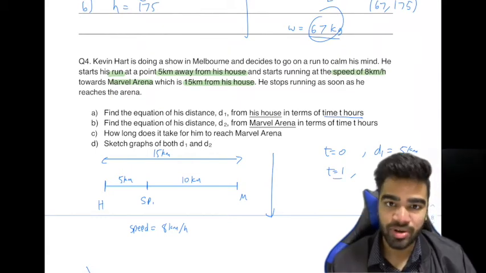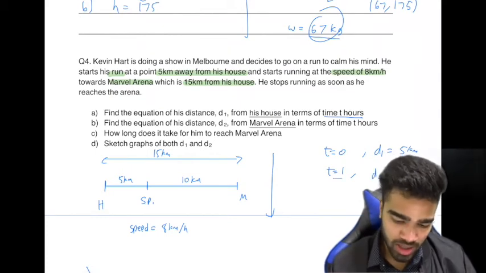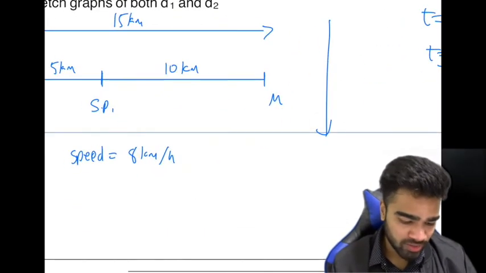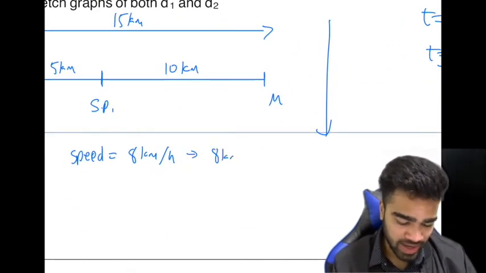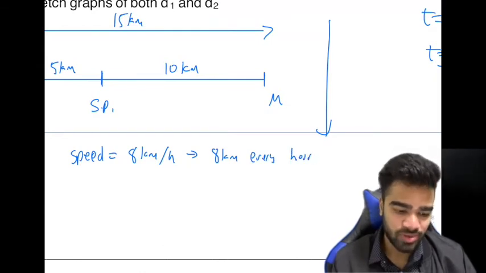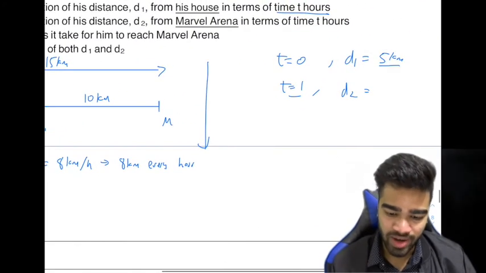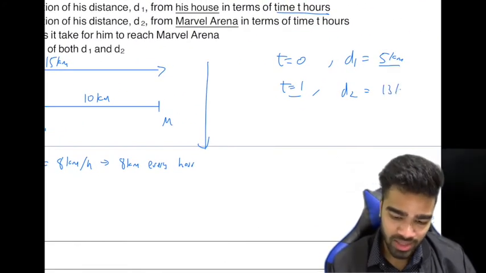So 1 hour. He's been running for 1 hour. Well, distance would be, if he's running 8 kilometers every hour. So the way you can think of this, he's traveling 8 kilometers every hour. So if he's been running for 1 hour, he's traveled 8 kilometers. So it'll be 5 plus 8. So it's going to be 13 kilometers.